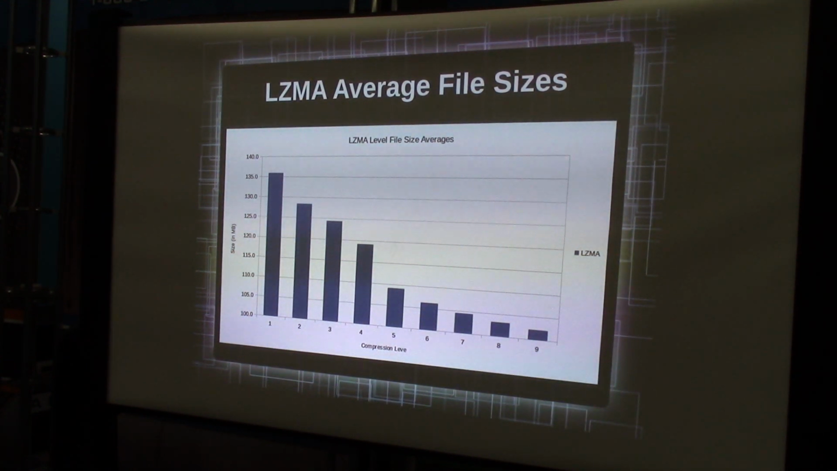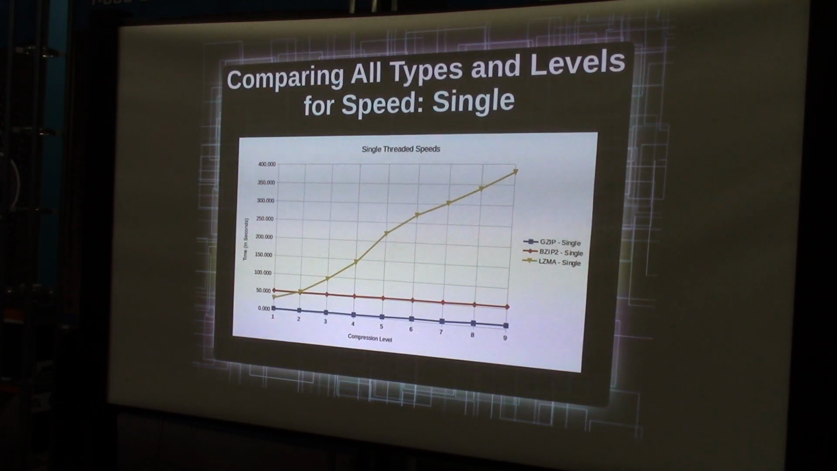LZMA actually results in the smallest tarballs. So good to know. But the trade-off is a long time for compression. So if you're comparing all the levels against each other, you can see that GZIP was the fastest. BZIP was second place and very linear, and then LZMA just kind of spikes straight up there and just grows exponentially. Good trade-off for the file size, but again, it's the time trade-off.